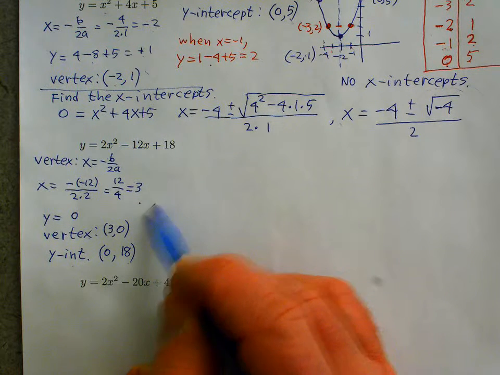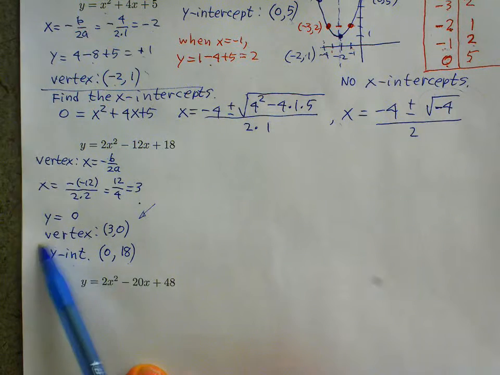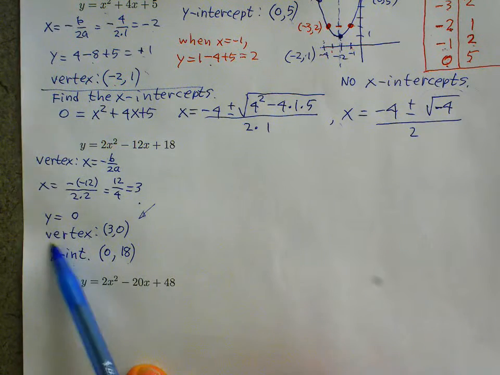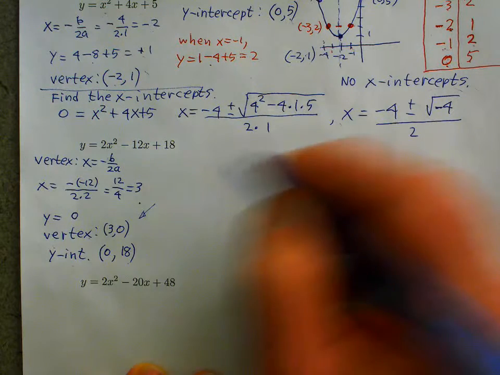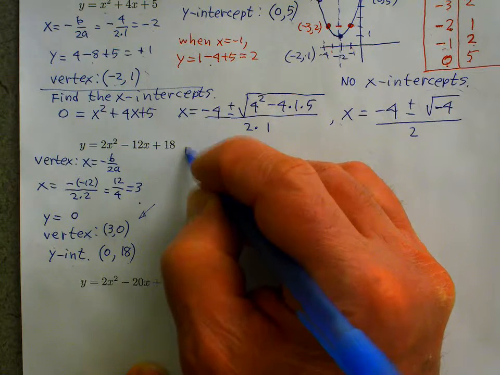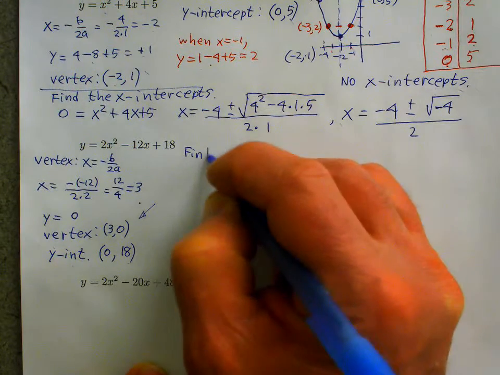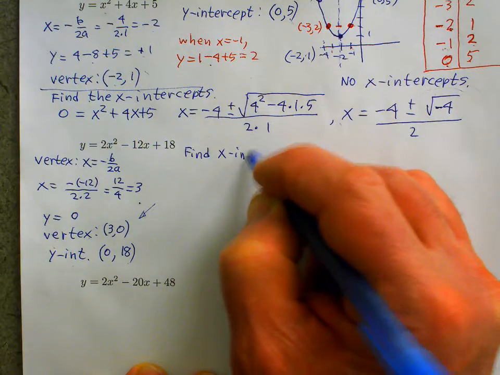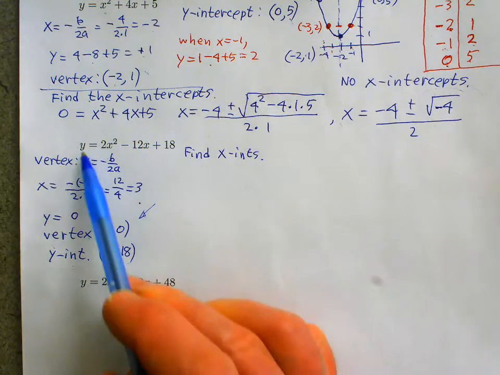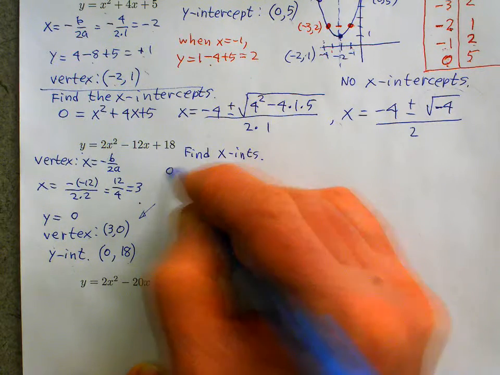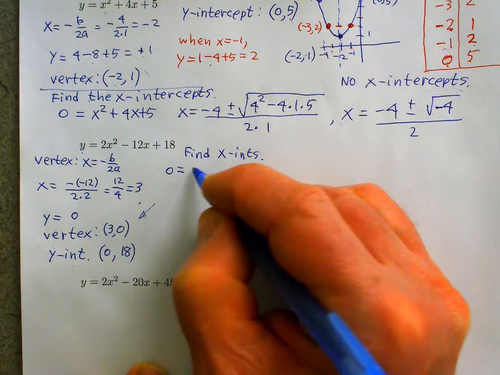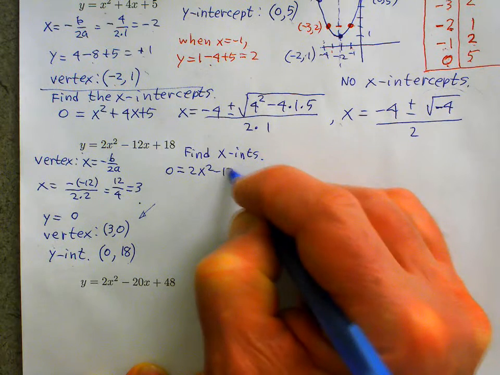Suppose you don't catch the fact that since the vertex is on the x-axis, it's also an x-intercept. Well, you just go through the procedure to find the x-intercepts. You do that by replacing y with 0 and solving the quadratic equation. So replace y with 0: 0 equals 2x squared minus 12x plus 18.